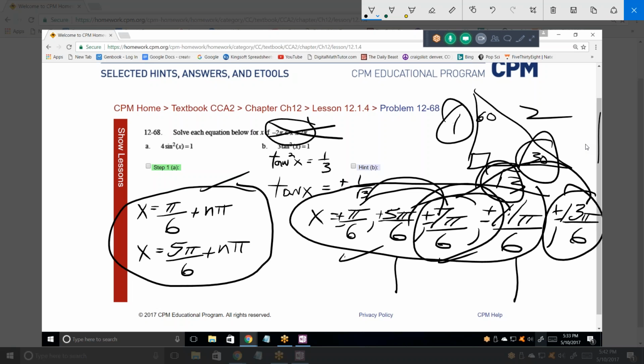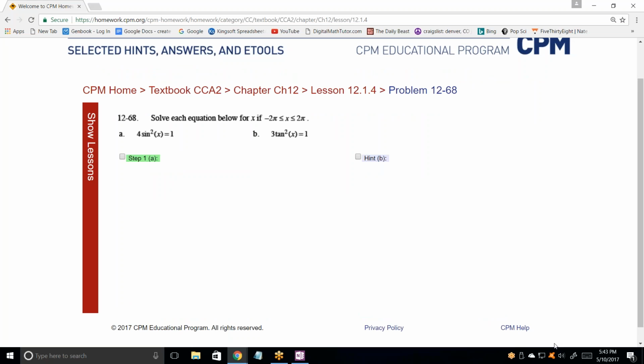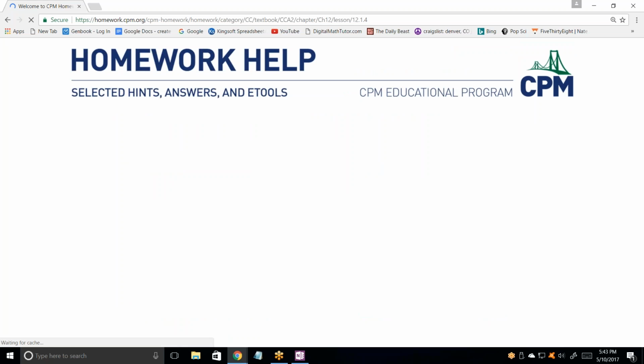It depends on the series, and what you basically have to do is write out the series. 1, 5, 7, 11, 13. Well, how do you define that series? It's 1 plus 6 or 5 plus 6. All right. I don't want to spend too much time on that because that was not one of the problems.